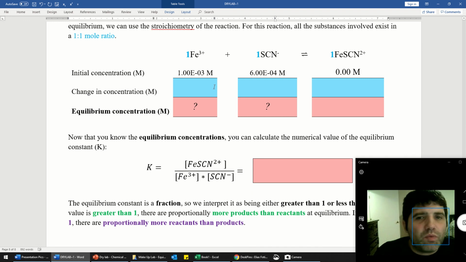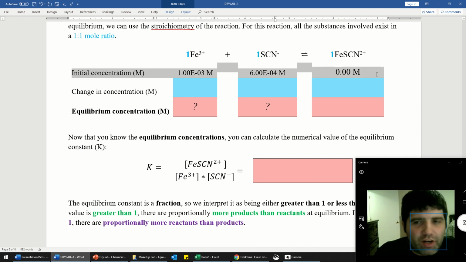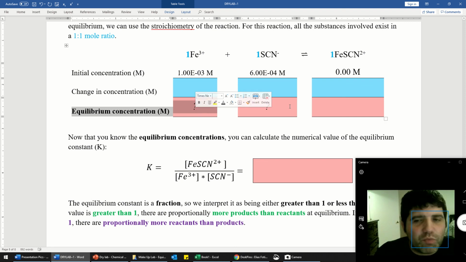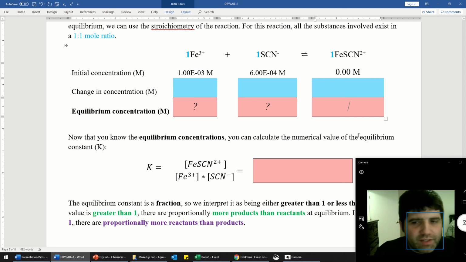So now we knew where we started. We were just given these numbers. We've just calculated the equilibrium concentration of one of the substances, and for that one, it was 1.4e-4. And so we need to get these other two concentrations at equilibrium.